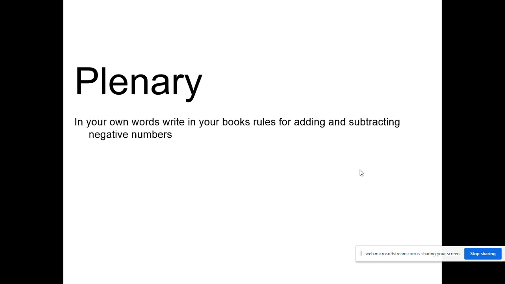Okay. The lesson's over now. What I want you to do just briefly in your book, just write down in your books for adding and subtracting negative numbers, in your own words, just a few rules for you to remember. Okay. You need to be able to do this. We went through a few rules together and we went through a few examples together. Just in your own words, in your books, write down for adding and subtracting negative numbers, what are the rules? Okay.